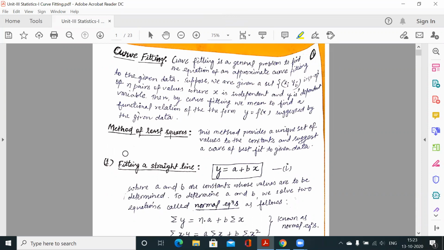Today we are going to start our unit 3. Unit 3, unit 4 and unit 5, they all are from statistics. In these units we will study the statistical techniques: how to fit a curve, how to calculate measures of central tendency, how to calculate skewness, kurtosis, what is a moment generating function, probability distribution, statistical tests. So all these we have to study in these 3 units.